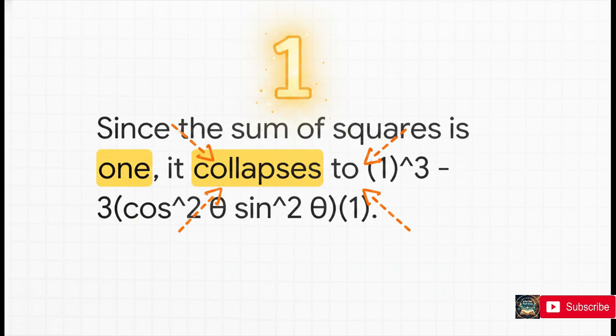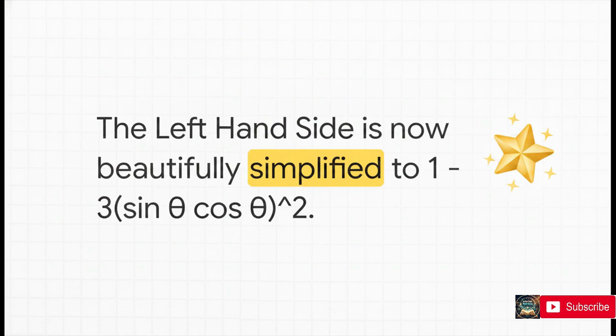So the crucial point is, look at those terms inside the brackets. Cosine squared theta plus sine squared theta. We already established that this is our golden identity. It's just 1. And because of that, this massive equation just collapses beautifully. That whole cubed term, it's just 1 cubed. And that huge chunk at the end inside the brackets, it's just multiplied by 1. Magic, right? Which leaves us with a beautifully simplified left-hand side: 1 minus 3 times the square of sine theta cosine theta.